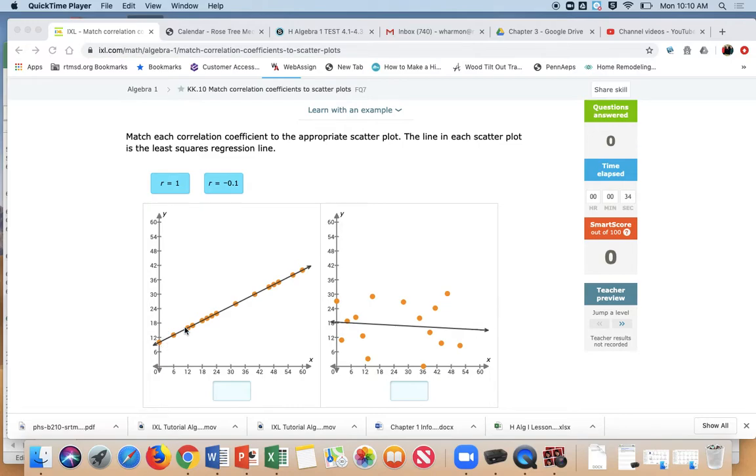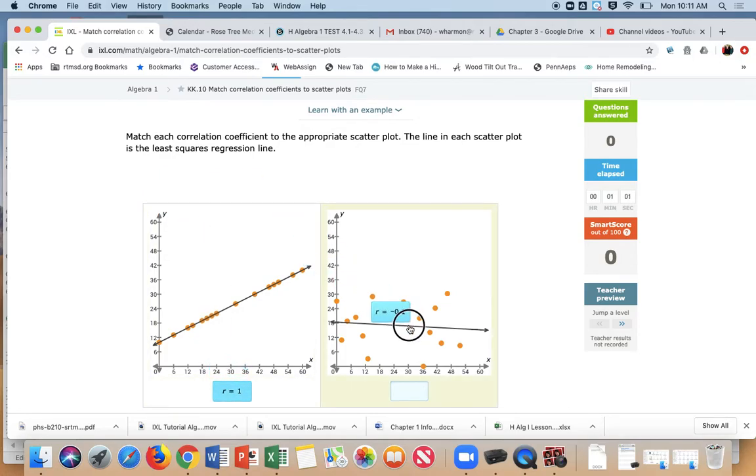One has points that are kind of like all on a line here, and this one, the points are kind of all over. Now, the closer my points are to a straight line, the closer this R value is going to be to 1. And what does that R value mean? Well, it just simply means that your points are really close to being in a line. And the best it could be is 1. So since all these points are in a line, that's 1. So I just drag and drop that there.